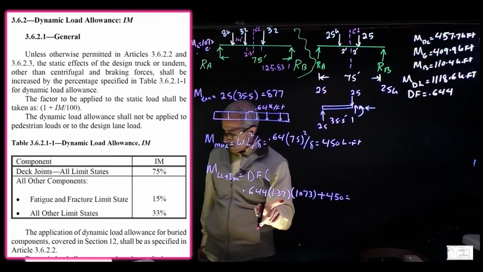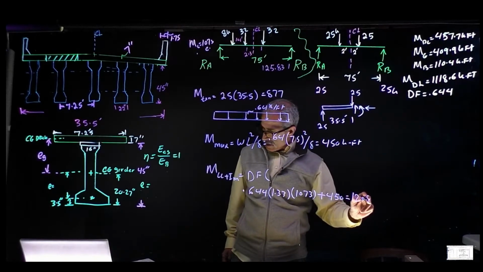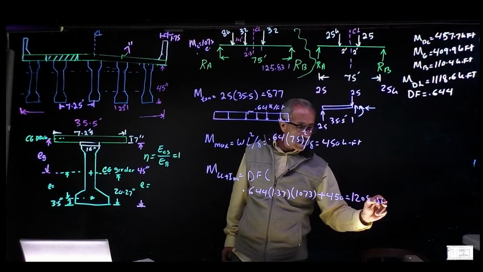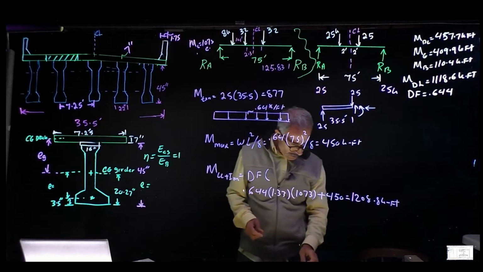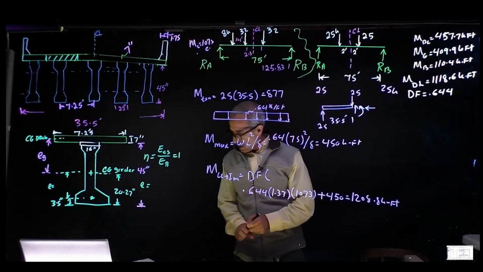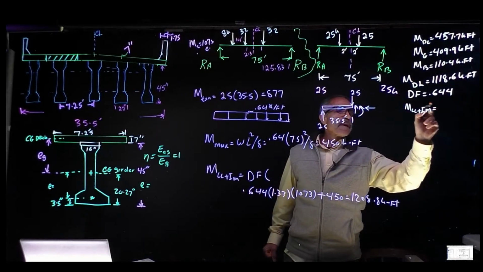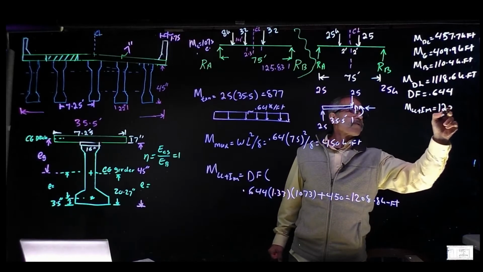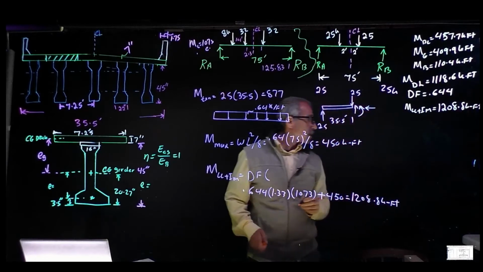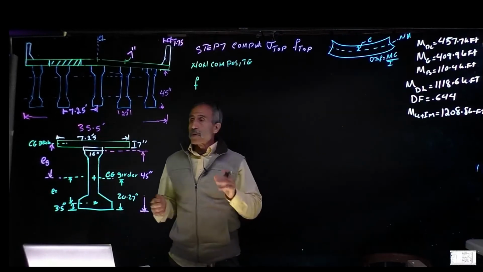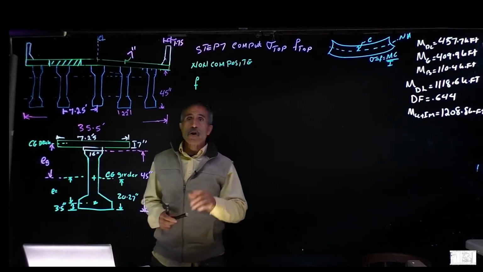Dynamic load factor right here, and that comes out to 1208.8 kip foot. So now we need that number. MLL plus IM came out to 1208.8 kip foot. Okay. So we're going to go ahead and calculate the stress at the top of the girder.